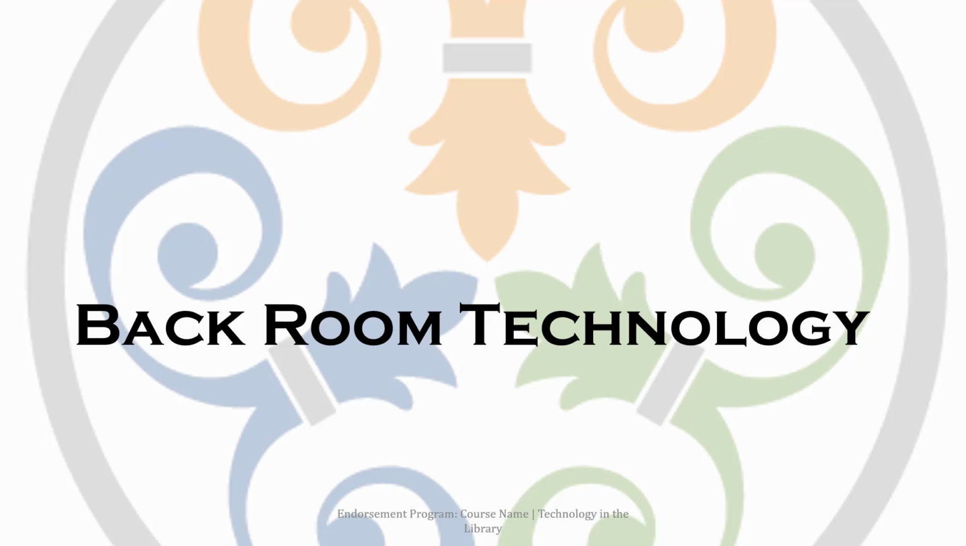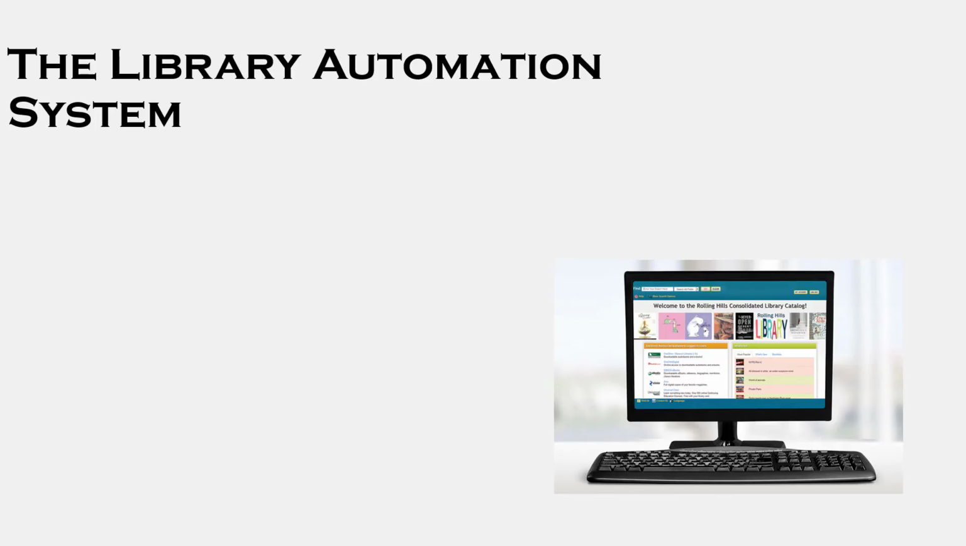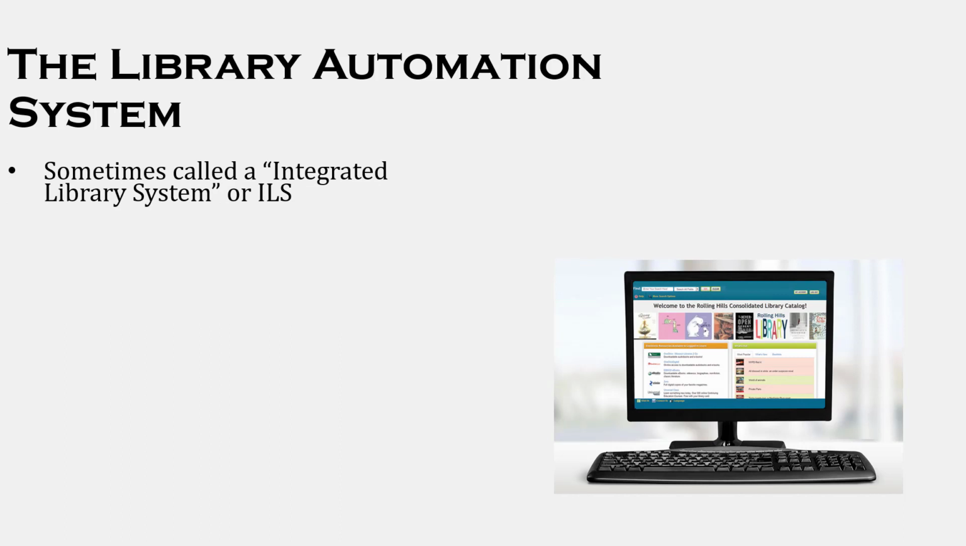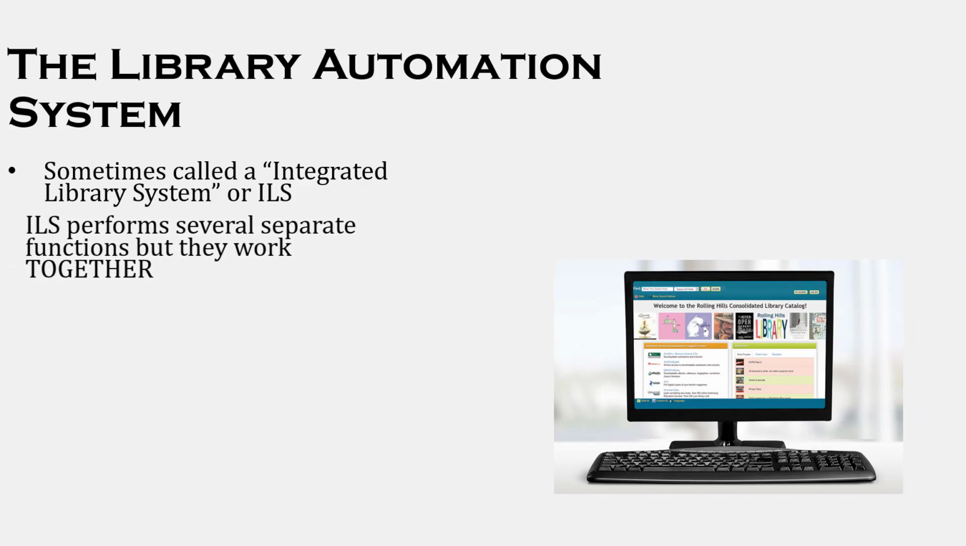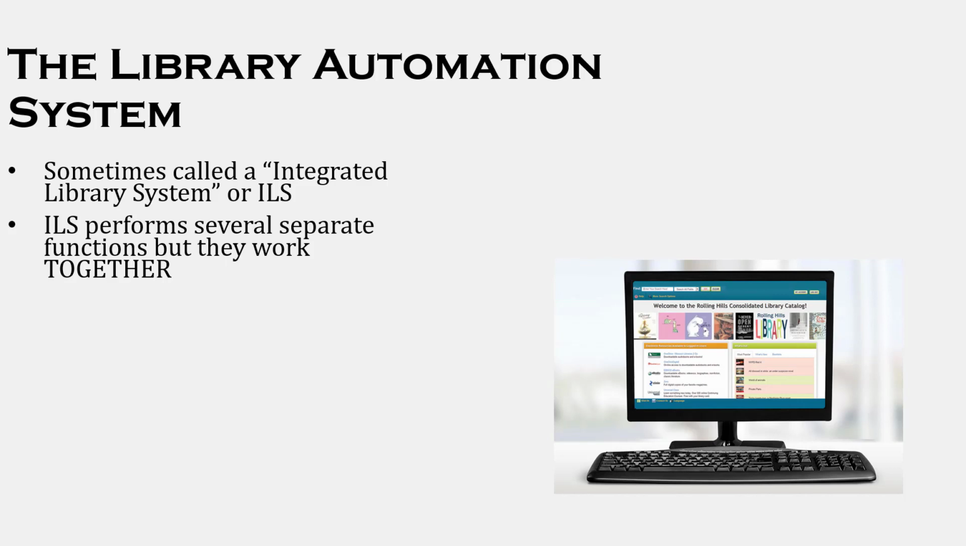Now let's move to the back room. Your library's automation system is probably the most important system that keeps the library running smoothly. Sometimes this is called an ILS for Integrated Library System. This means that it performs several separate library functions, but that they all work together. For example, when you catalog a book and add it to the system's database, it shows up in the public catalog for the patron and in the circulation for the desk staff to check out.